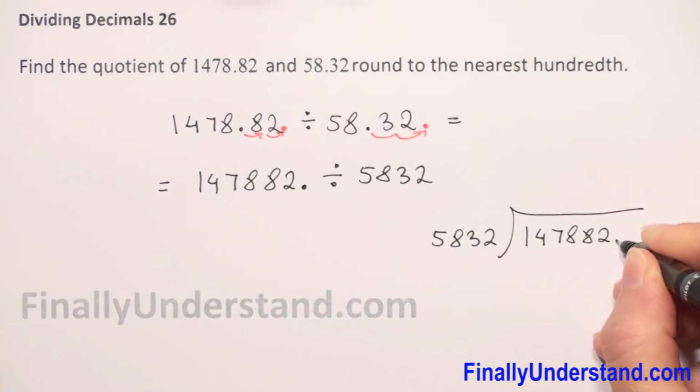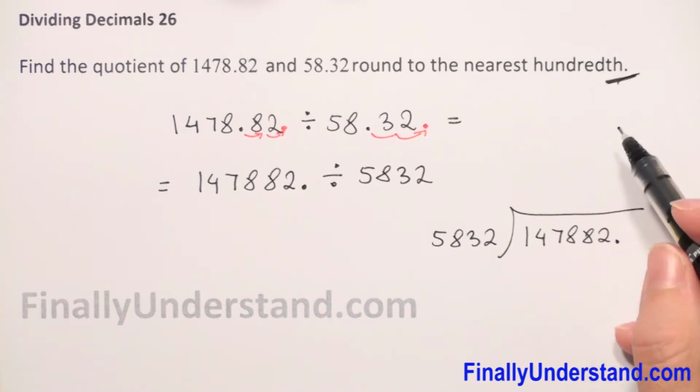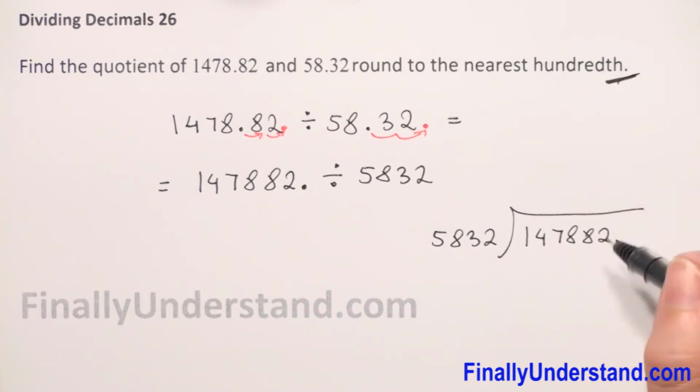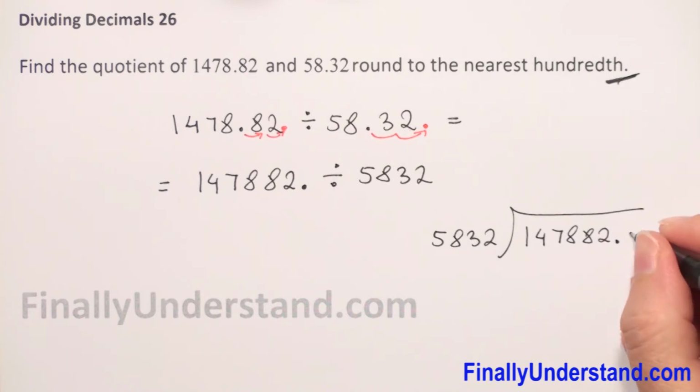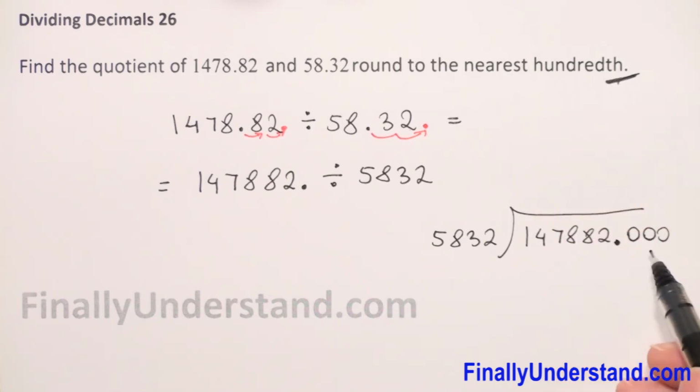1478.82 decimal point. Because we need to round to the nearest hundredth, we need 3 digits after the decimal point, because the second digit will be the hundredth. We need 1 more digit to do the rounding. So we add 3 zeros after the decimal point because we need to round to the nearest hundredth. Like I said, hundredth is the second digit, so we need 1 extra digit to do the rounding. So now, let's do this.